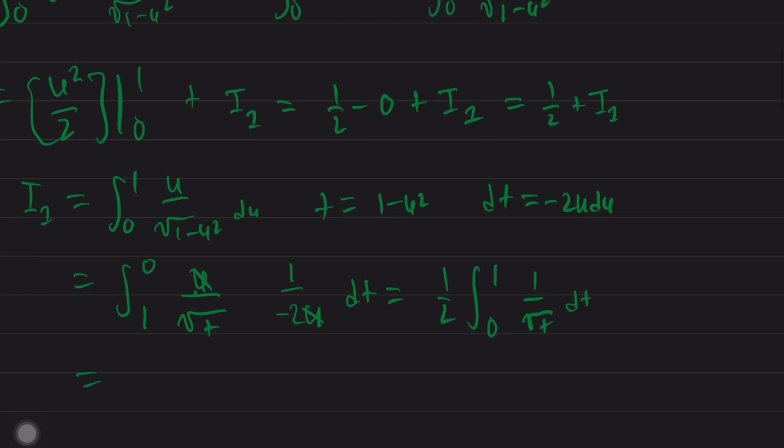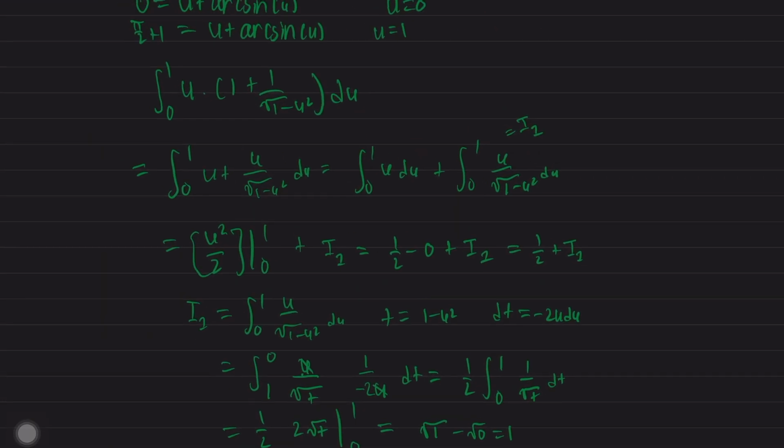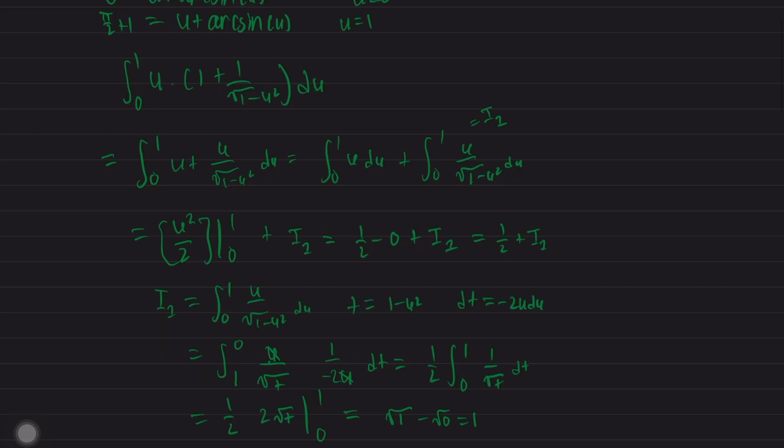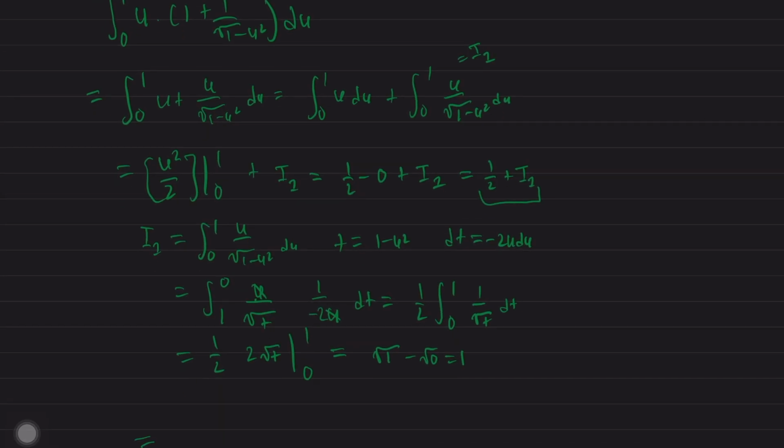So this now becomes 1 over 2 times the integral of 1 over the square root of t, which is 2 square root of t, all from 0 to 1. So we have the square root of 1 minus the square root of 0, which is 1. From before, we had 1/2 plus I1. So our integral is now 1/2 plus 1, since I1 is equal to 1. So we have 3 over 2 as our answer.